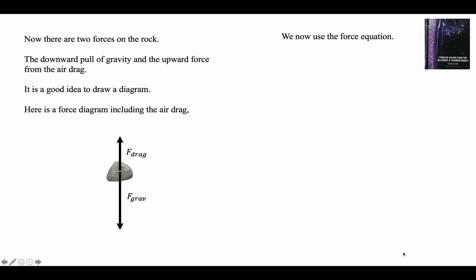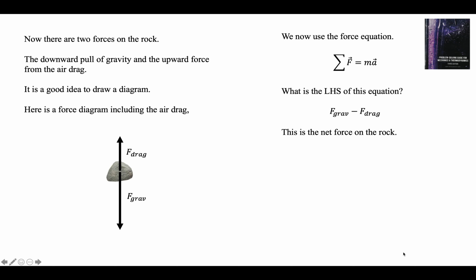We now use the force equation, Newton's second law, F equals ma. What's the left-hand side of this equation? If you look at the force diagram, it's pretty straightforward. F gravity minus F drag. That's the net force on the rock. We set this equal to ma. That's it. Sum of the forces is ma.